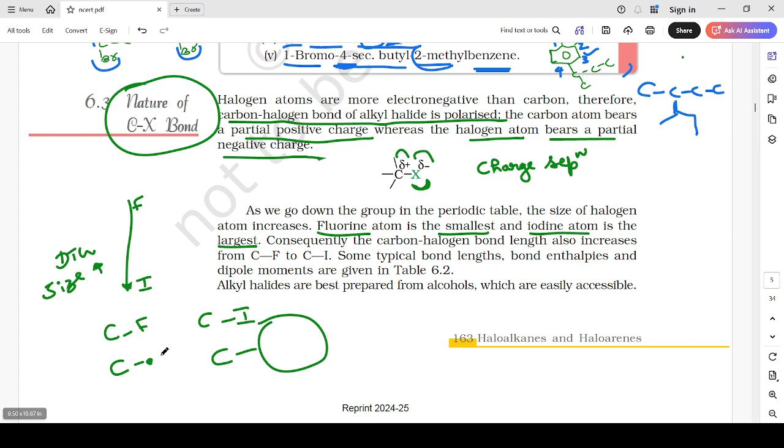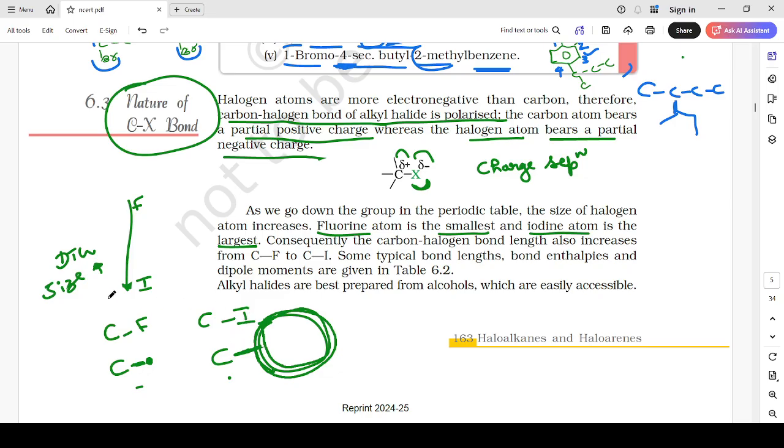Consequently, what should have happened? Fluorine is very small here, so definitely it will not push the carbon very far away. So it has to keep it intact, very close together. But here, iodine is too large. So therefore, the inter-electronic attraction between the carbon and iodine will be less.